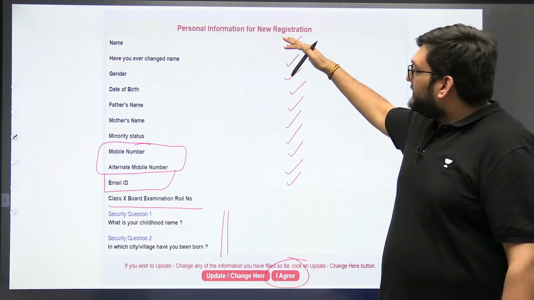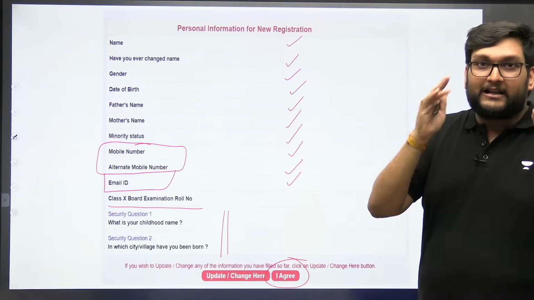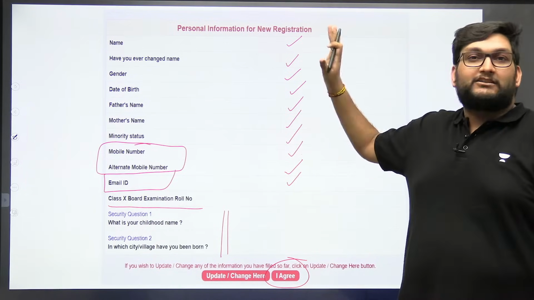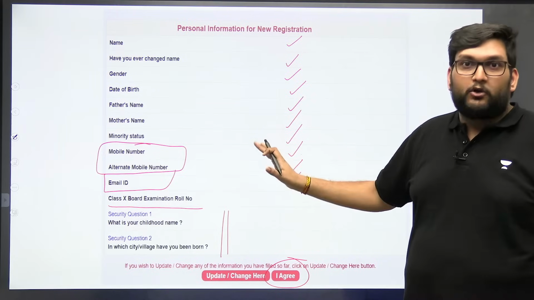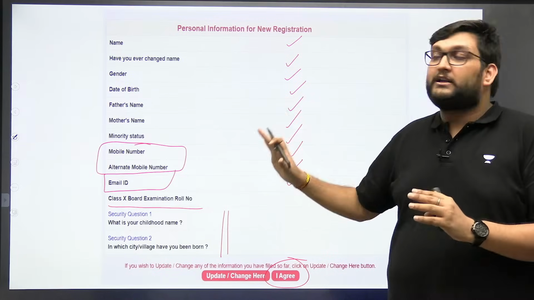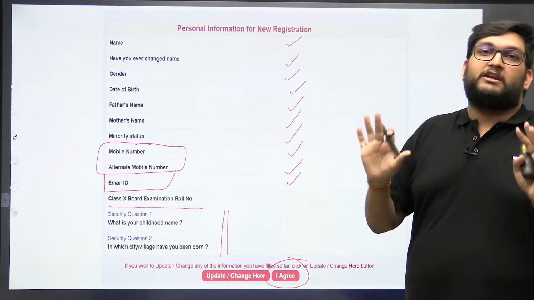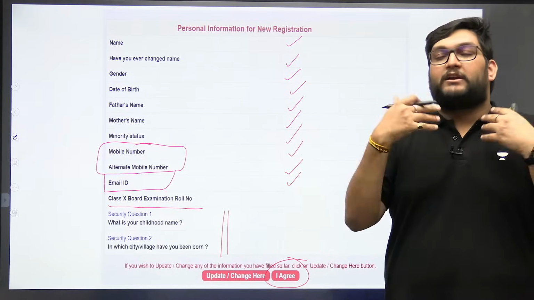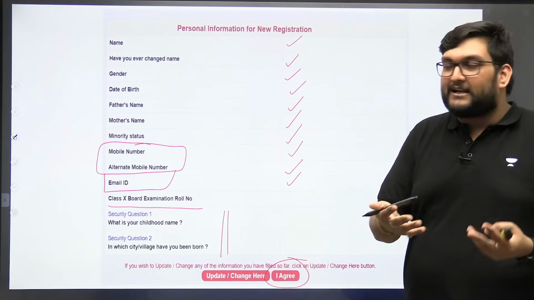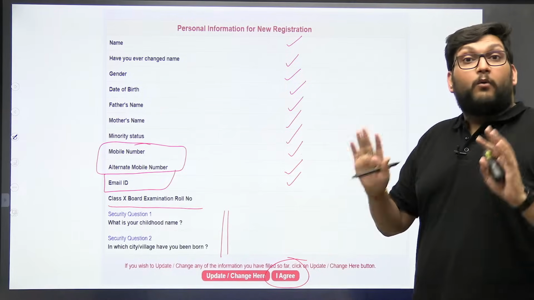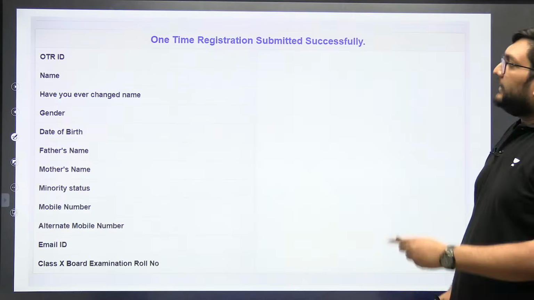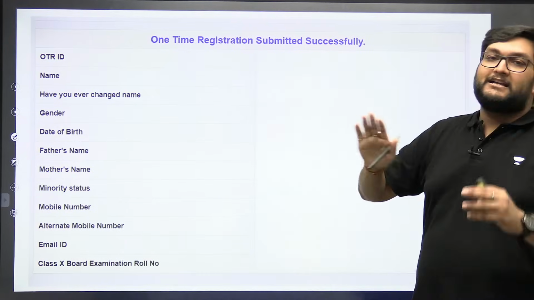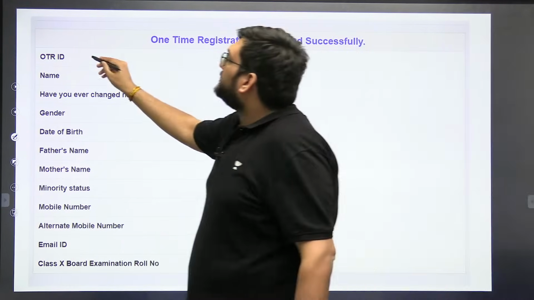So please properly verify this with your own eyes, ask your parents to see it, ask your friend to see it, click a picture also, so that if there's an issue later, we know it. Once you get this, please make sure you have 2 to 3 people verify this for you. Sometimes you are distracted, you're a serious aspirant, you can be distracted. Please make sure. Agree. Once agreed, it will show you one-time registration submitted successfully, and your OTR ID will be generated.